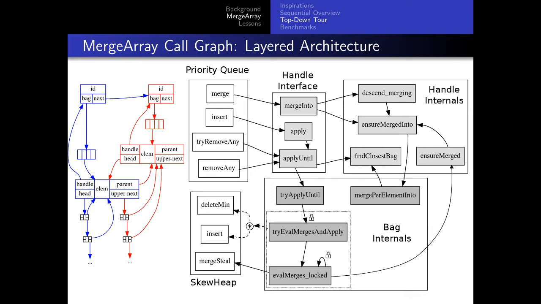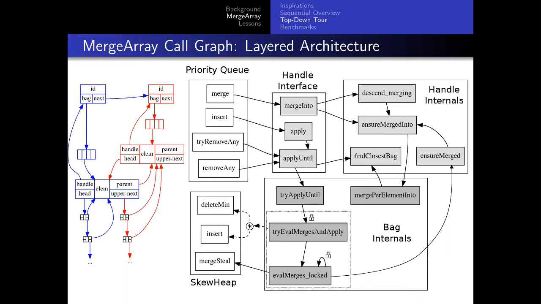So the basic idea for a merge, for example, you start in the priority queue's merge. So that basically calls straight into the merge into method for the handle, and that method is about connecting the next pointer of the blue node, for example, with the red node at the top.